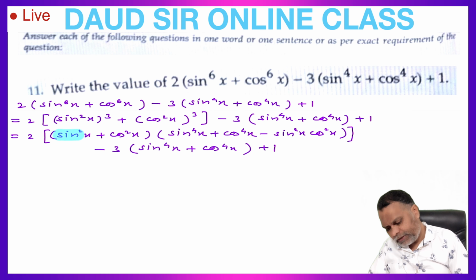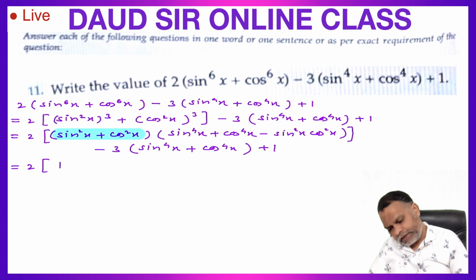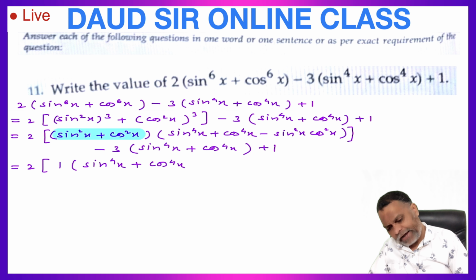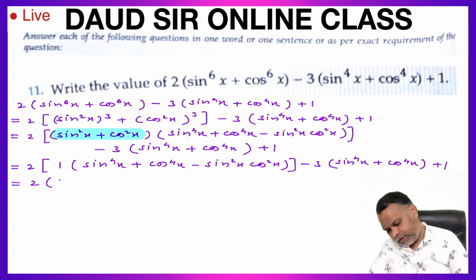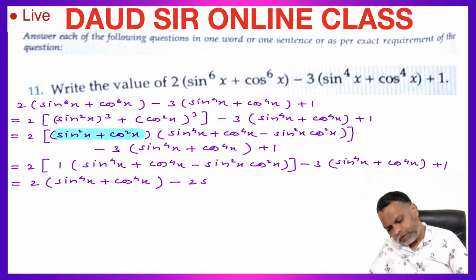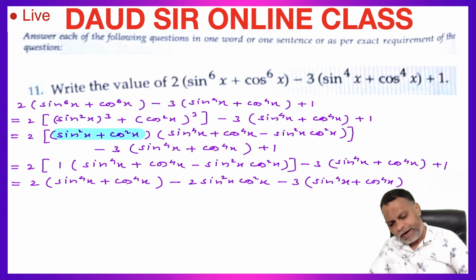Now sin square x plus cos square x is equal to 1. So this is equal to 2 into 1 into (sin raised to the power 4x plus cos raised to the power 4x minus sin square x into cos square x), minus 3 times (sin raised to the power 4x plus cos raised to the power 4x), plus 1. Multiply by 2: 2(sin raised to the power 4x plus cos raised to the power 4x) minus 2 sin square x cos square x minus 3 times (sin raised to the power 4x plus cos raised to the power 4x) plus 1.